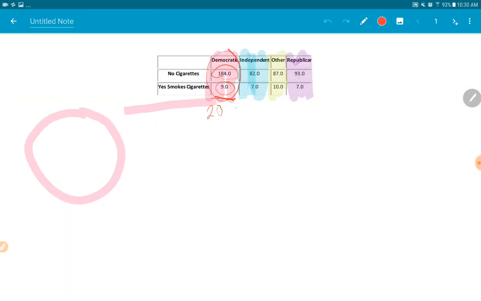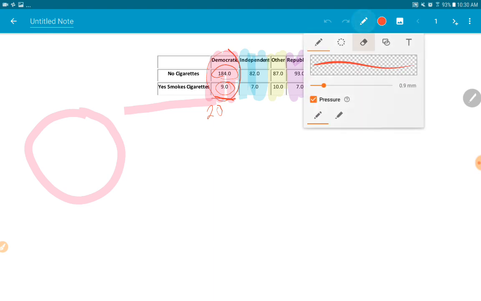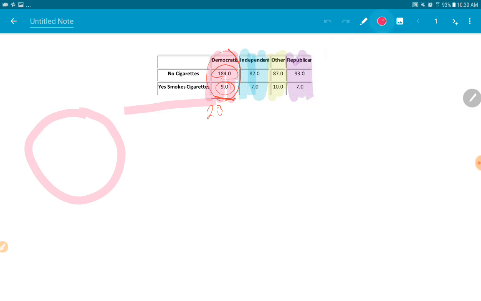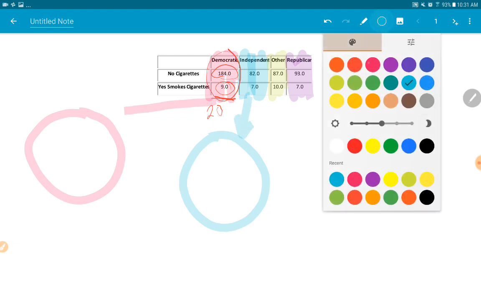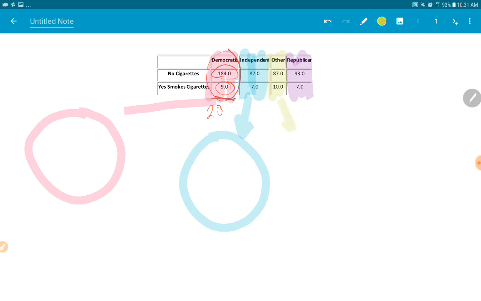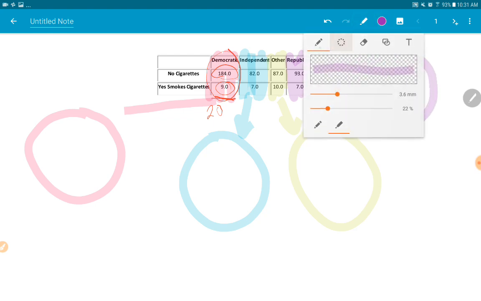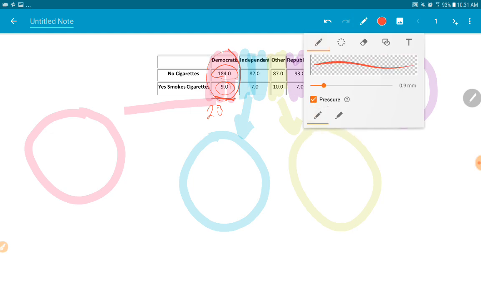So for example, the Democratic Party has one pie chart, and then our Independent Party will have another pie chart. So each column has its own pie chart. So if there's 4 columns, that means we're going to have 4 pie charts, because the whole is the whole party. So then each of these pie charts are going to get split into their parts.